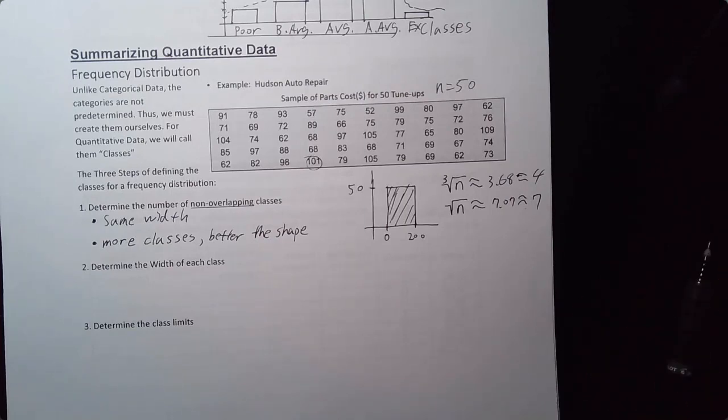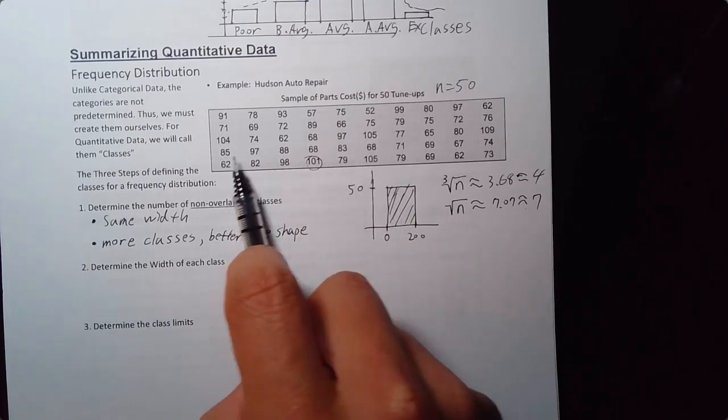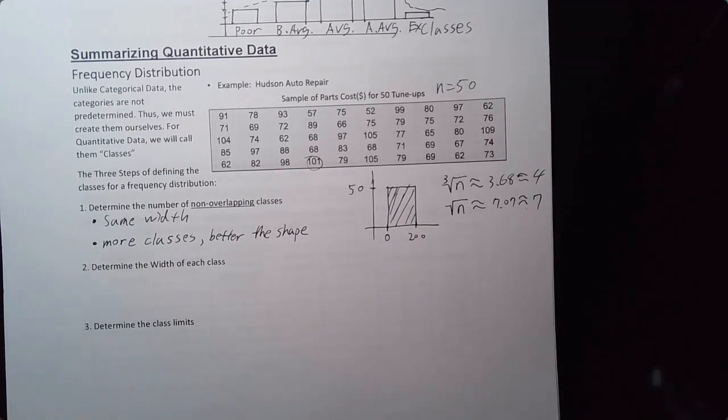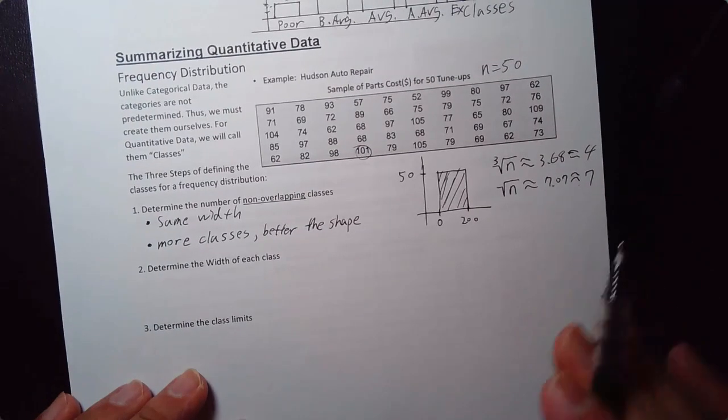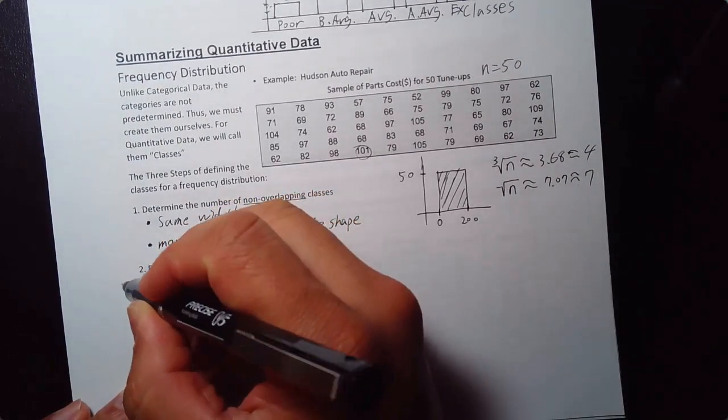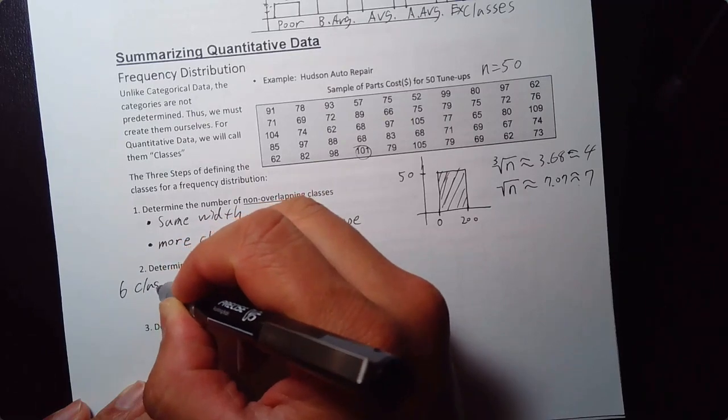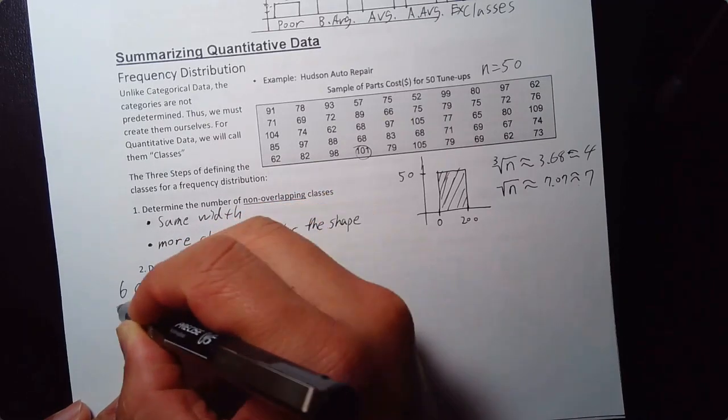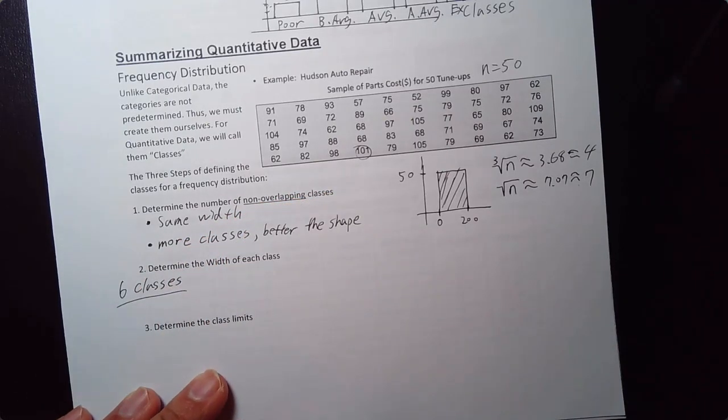Now you don't want too many classes either. If you look at the extreme, you can have every observation as one class, but then that's too much information that doesn't tell you much by itself. So how about this? Let's pick 6 classes as our number.